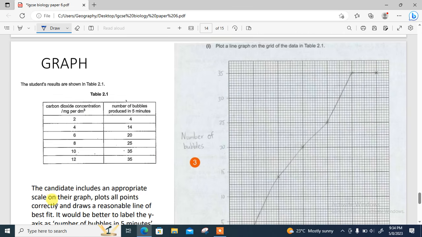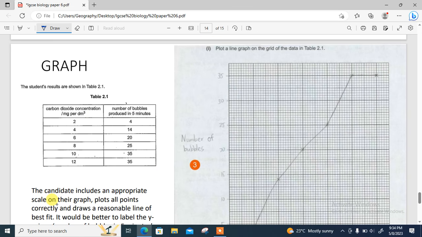Now, graphs in IGCSE. There are skills you need to know. The first thing is you will definitely be given a table. And once you're given a table and you're told to plot a graph, some basic things you should know: you can be asked to plot a line graph tomorrow, a bar chart, or possibly a histogram. Outside these three, none. And also you should learn about a line of best fit.